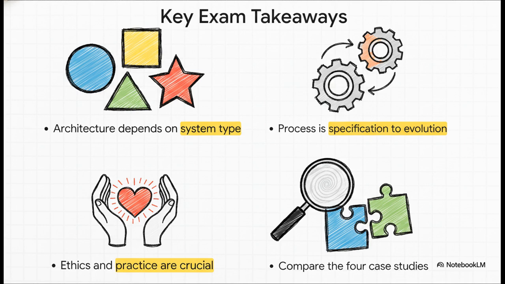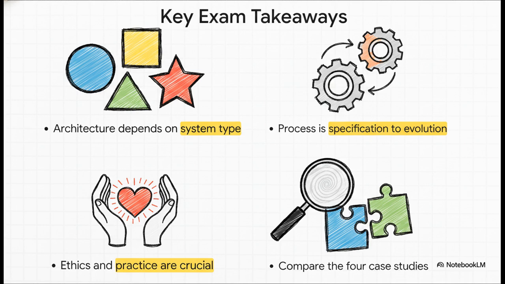First, as we've clearly seen today, architecture heavily depends on the system type. You must be able to define and differentiate an embedded system, an information system, a data collection system, and a support environment. Second, remember that software engineering is not just hacking together some code in a basement. It is a rigorous, structured process involving specification, development, validation, and evolution. Third, software is so much more than just code. It impacts human lives every single day. This means ethics and professional practice play a crucial foundational role in our decisions.